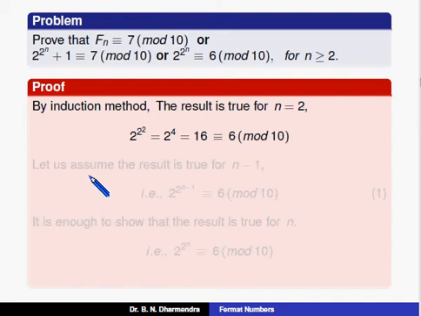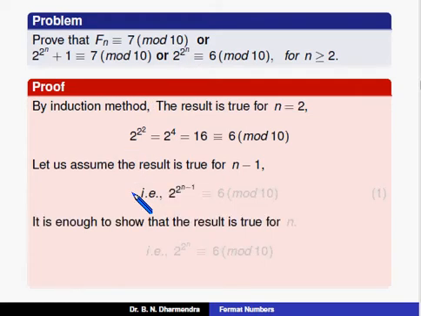Let us assume that the result is true for n minus 1. That means when I replace n by n minus 1, it can be written as 2 to the power of 2 to the power of n minus 1 is congruent to 6 modulo 10. You can call that equation 1. It is enough to show that the result is true for n, that is 2 to the power of 2 to the power of n is congruent to 6 modulo 10.